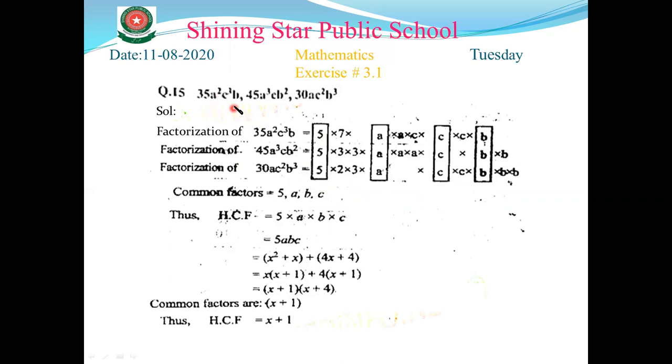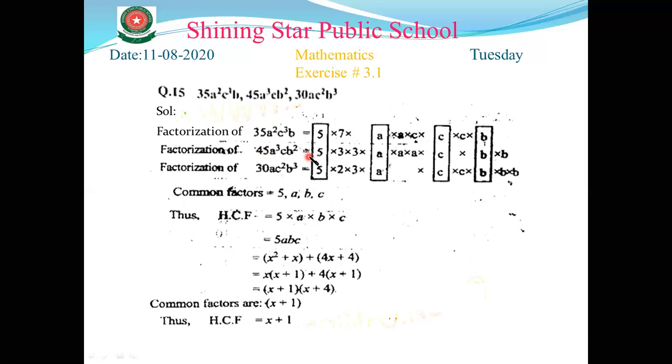35 a square c cube b, 45 a cube c b square, 30 a c square b cube. Now very simple, 35. When we factorize 35, it becomes 5 multiply 7. A square means a multiply a. C cube means we have to multiply c 3 times: c multiply c multiply c multiply b.